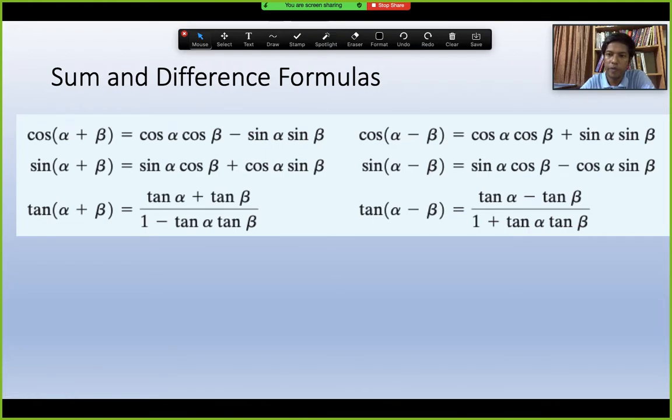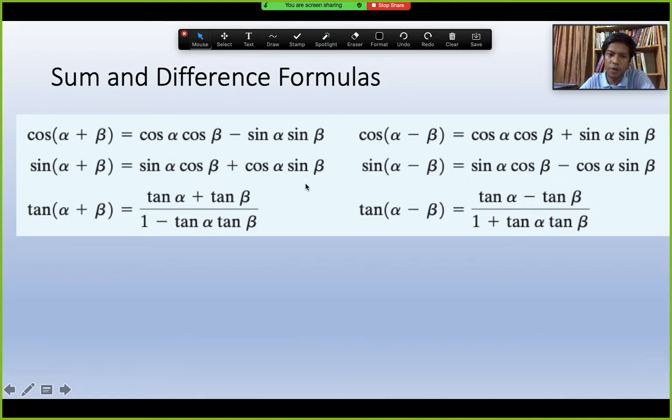Okay, so these are the general differences. And then for tan alpha plus beta, this is tan alpha plus tan beta divided by 1 minus tan alpha tan beta. That is, if it is positive, then the denominator is negative. If it is negative, then the denominator is positive. In the numerator, the upper side, the sign is the same.